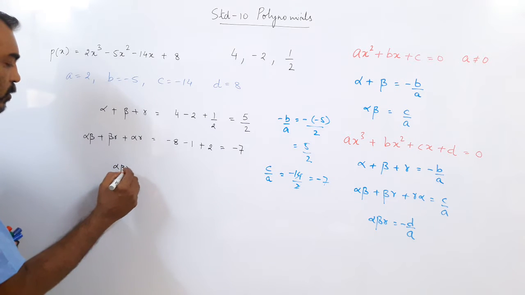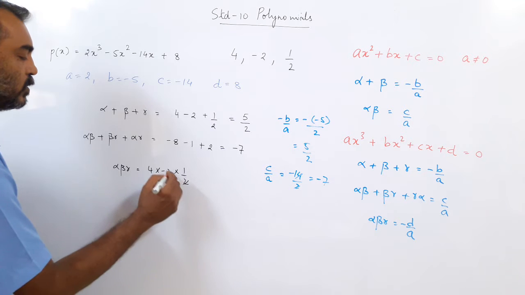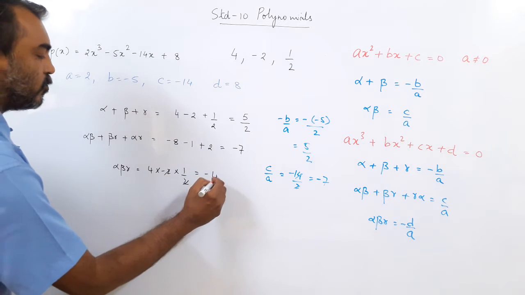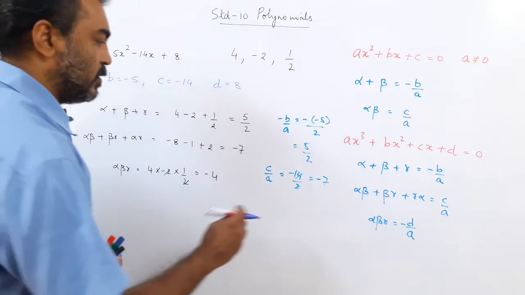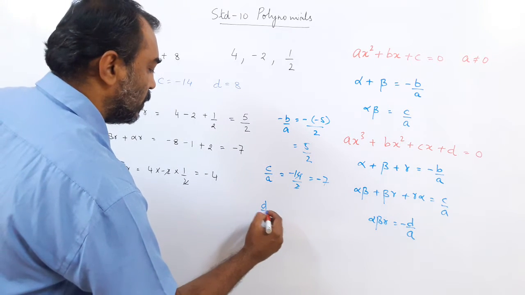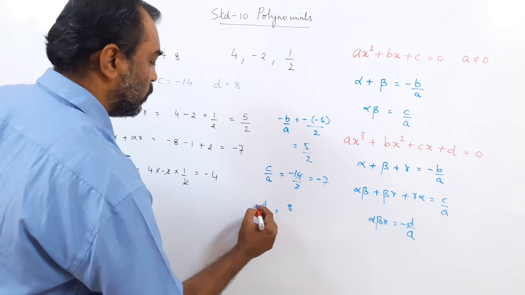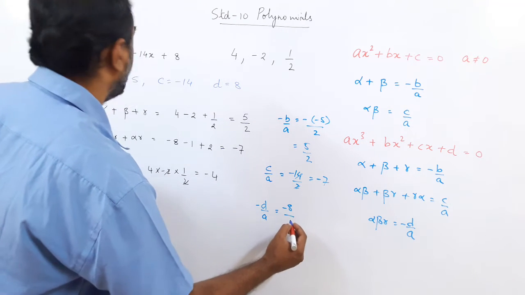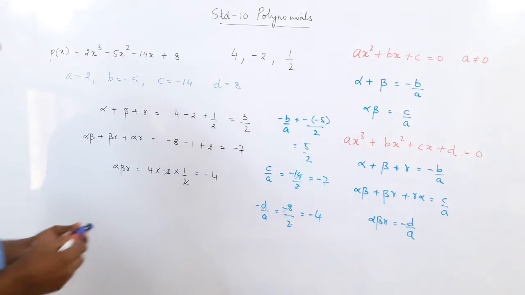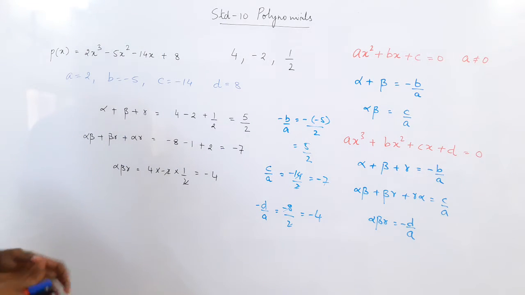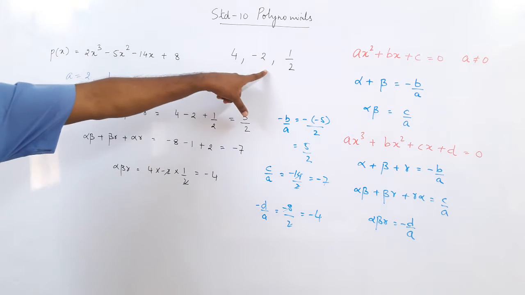And the third one, alpha into beta into gamma. 4 into minus 2 into 1 upon 2. So we get minus 4. And we check with minus d upon a. D is 8. So minus 8 upon 2, that is minus 4. So this is what is to be done. Now if they ask you to verify that these are the roots, how will you verify?